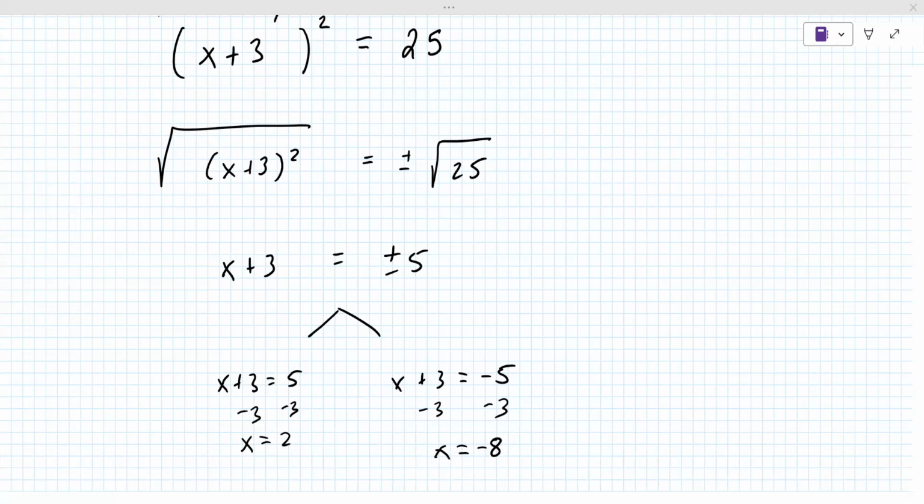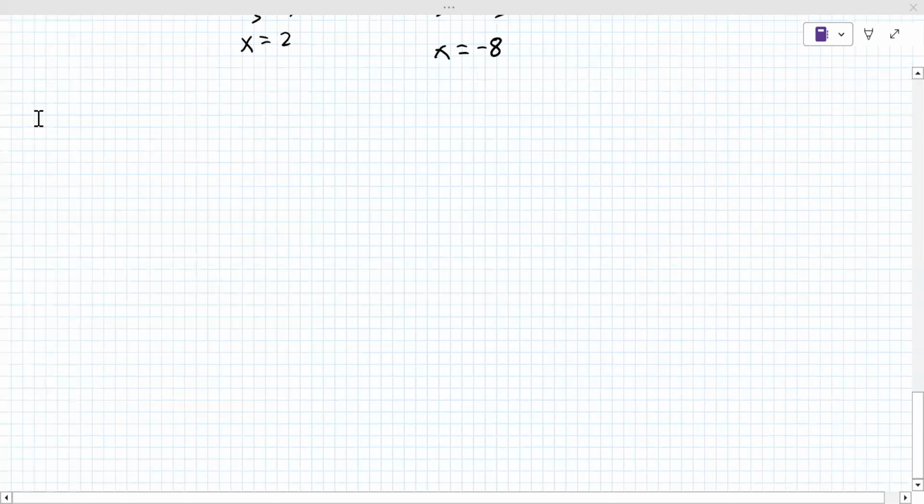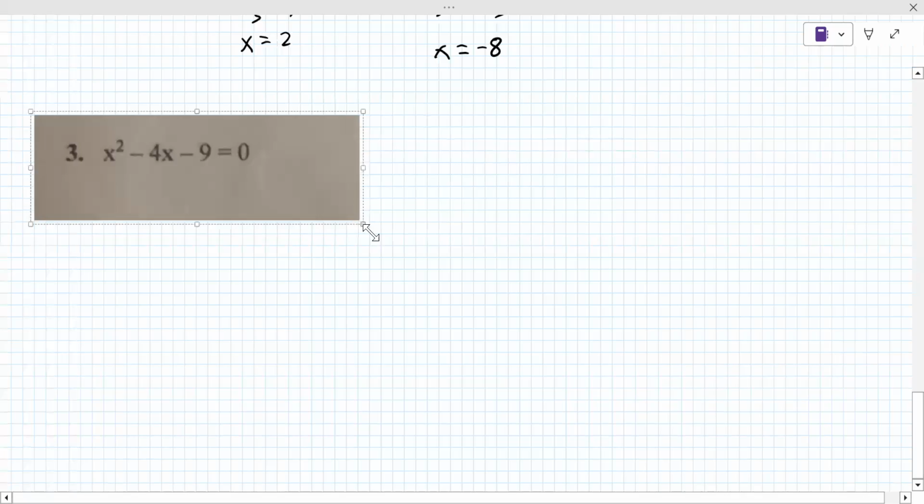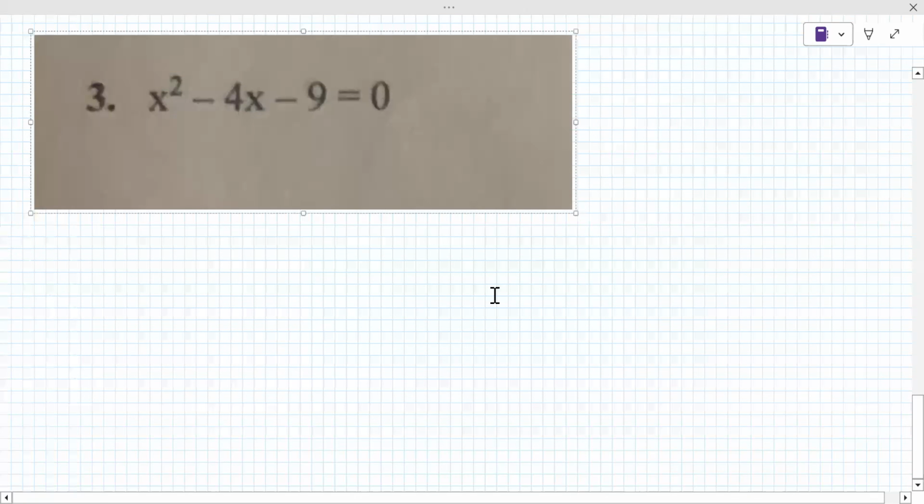All right, so let's take a look at 3 next. You mentioned a lot of the students in the class really struggling with completing the square. Hopefully you're not one of them now. Hopefully you see the pattern.